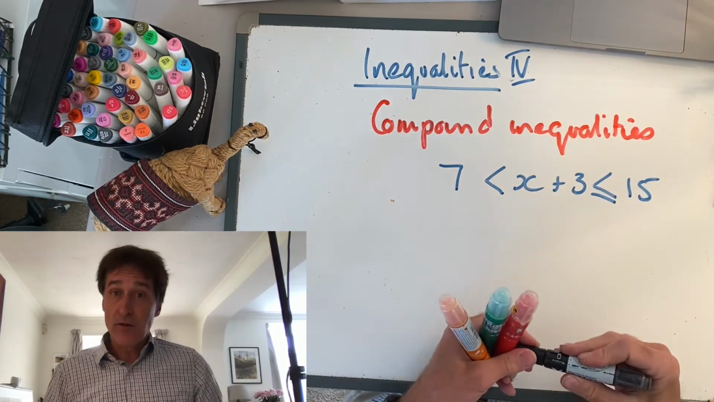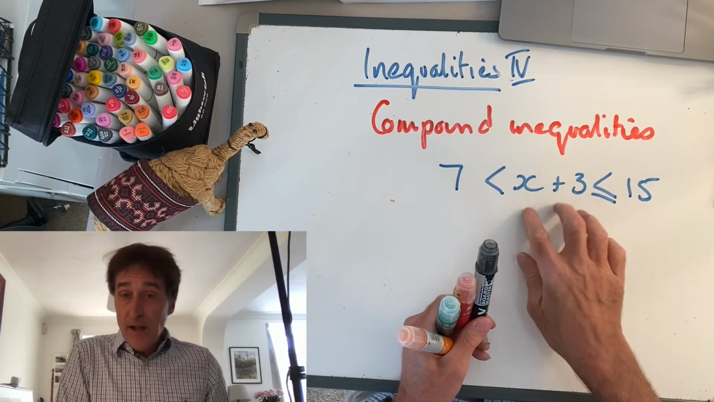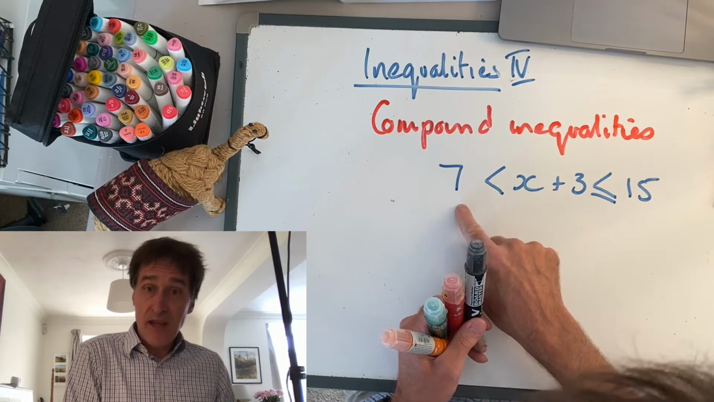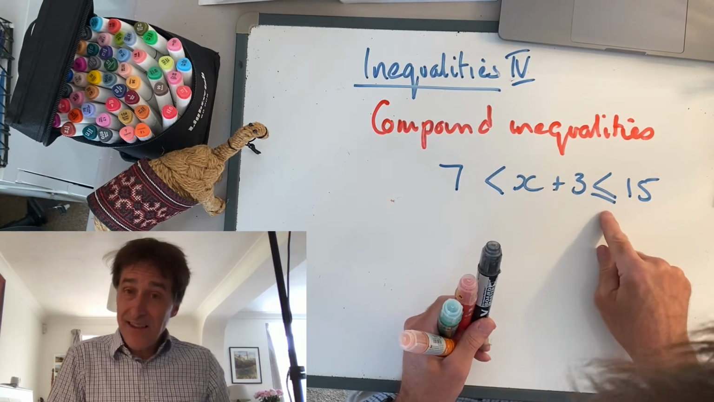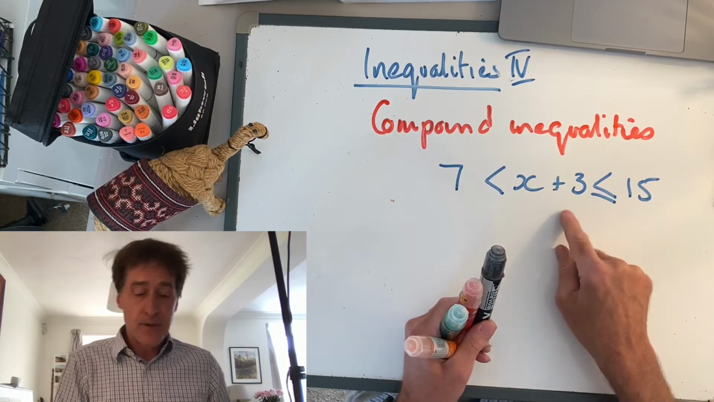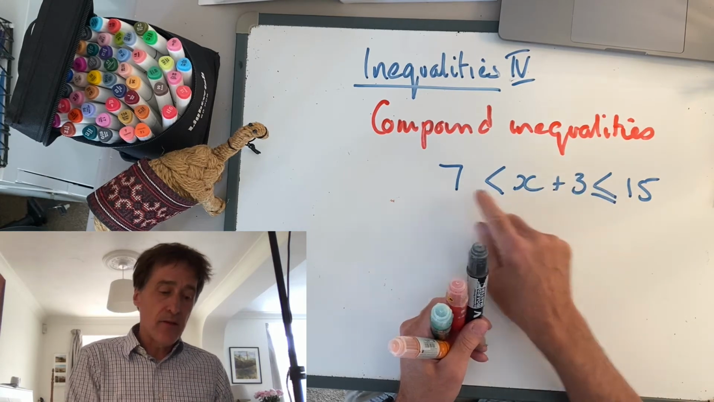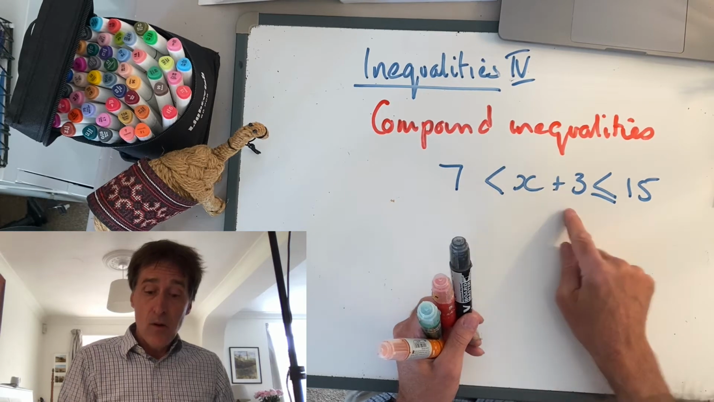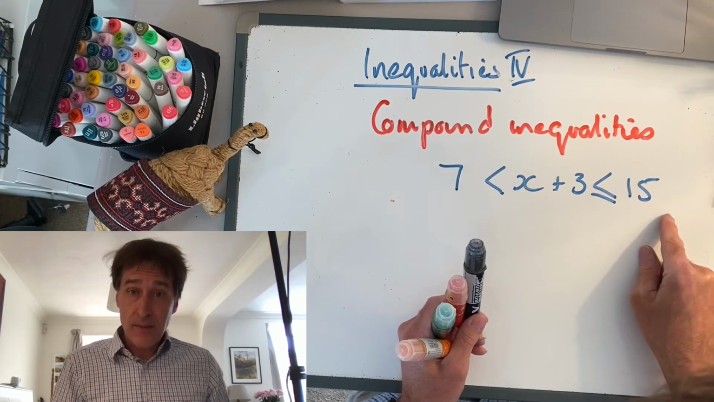So this looks confusing, doesn't it? We've got a value in here and we say this value is greater than 7, but also this value is less than or equal to 15. So we're going to have a value here such that when I add 3 to it, it's greater than 7, but also it's less than or equal to 15.